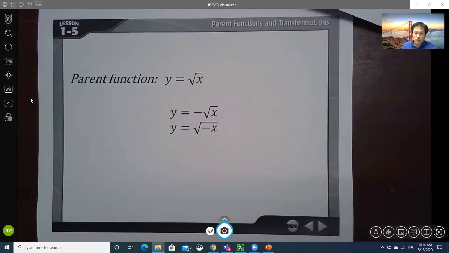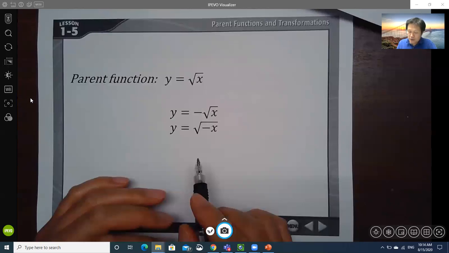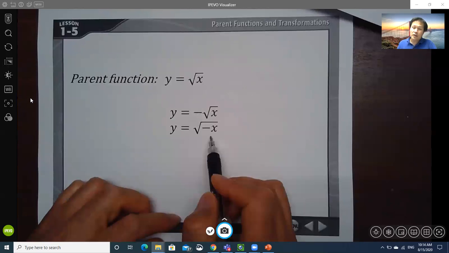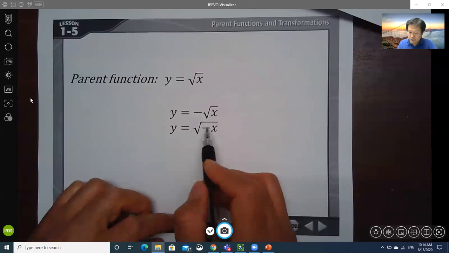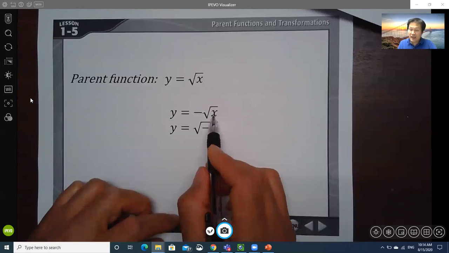Which one is a reflection over the y-axis? Which one is a reflection over the x-axis? So it's all about, as you can see, it's multiplied by -1. It's all about, can x see the -1? Multiply. Can x see -1? No. Can x see -1? Yes. x cannot see anything outside of the root here. That's why they cannot see each other.